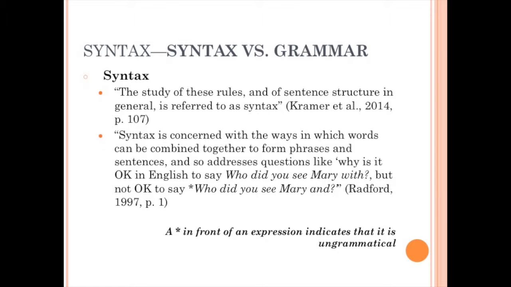Syntax addresses questions like, why is it okay in English to say, "Who did you see Mary with?" but not okay to say, "Who did you see Mary and?" Note that the asterisk in front of an expression indicates that it is ungrammatical. So when you see, "Who did you see Mary and?" with an asterisk, this isn't a typo, it's an example of an ungrammatical sentence. Ungrammatical structures teach us a lot about syntax.